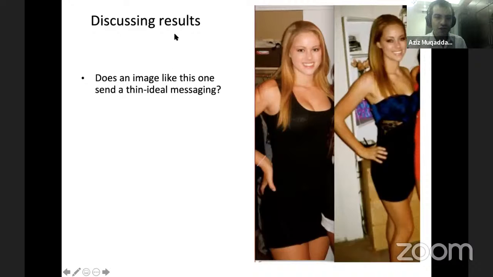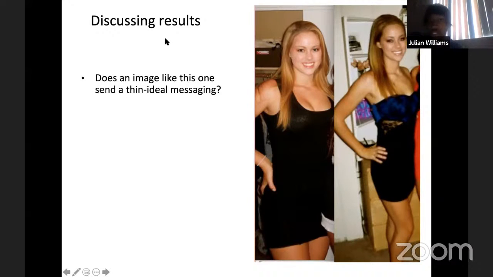Then let me ask you a question though. Assuming you were one of the coders, does an image like this one send a thin ideal messaging according to the coding scheme the authors have used? I think it does because she's in a thin pose, like the hand on the hips, and she's also turned 45 degrees. I think that was something the coders put down in their rating.